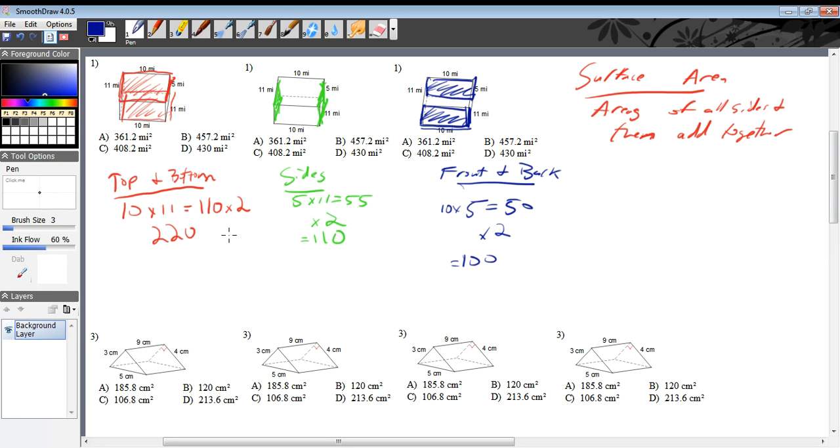Now if I add up all of these together, it's going to give me 430 miles squared. So the answer is D. In summary, what I did is I solved the area for each pair of equal sides.